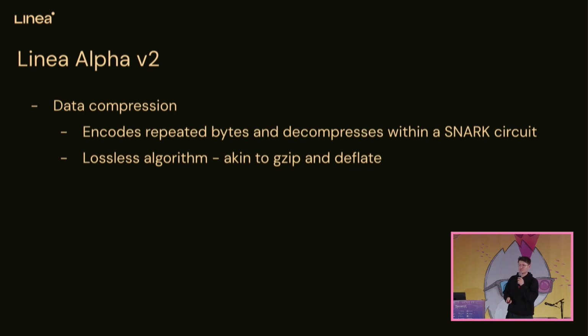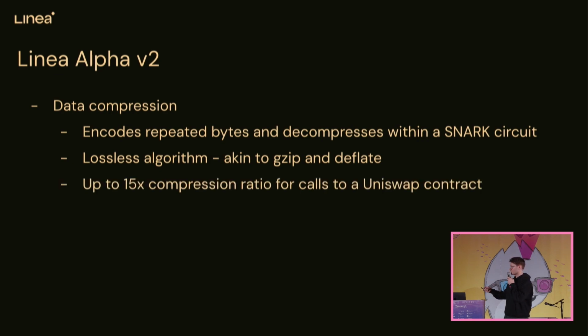It's lossless, so we need to make sure the data that's being published, even when compressed, is not losing integrity, which is akin to gzip and deflate, if people are familiar with that format. And we're seeing some amazing results. We're seeing up to a 15x compression ratio for, say, a call to a Uniswap contract. So we're getting a lot of cost savings from this data compression.